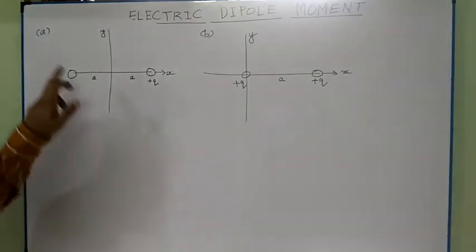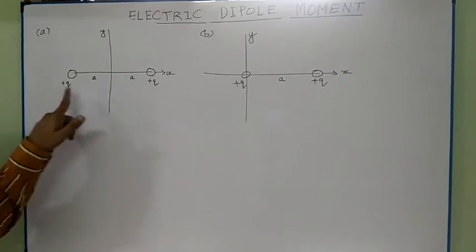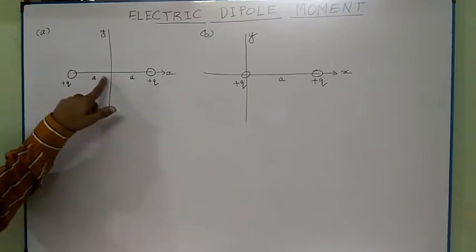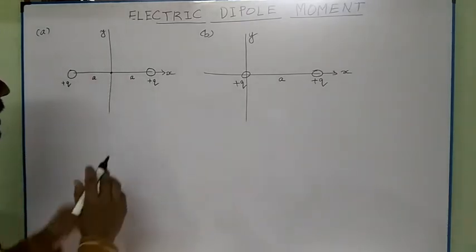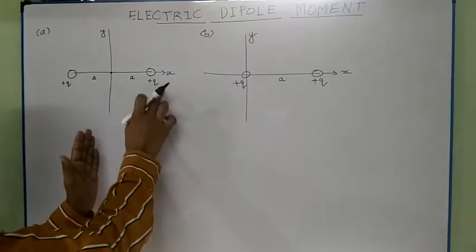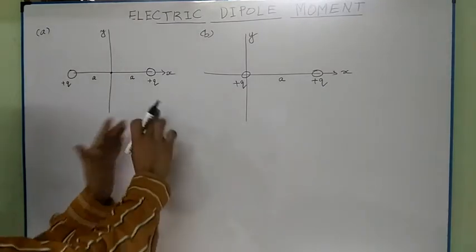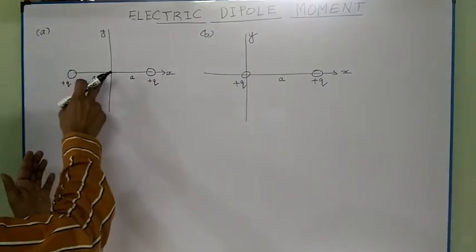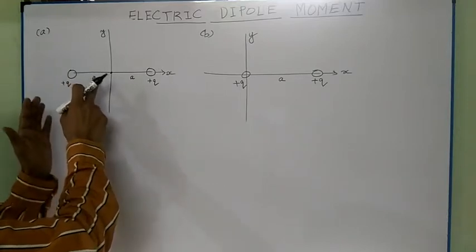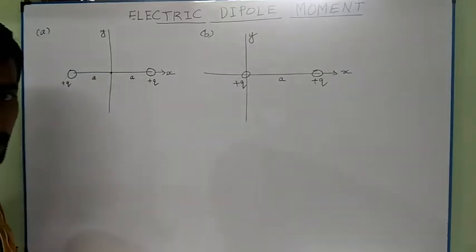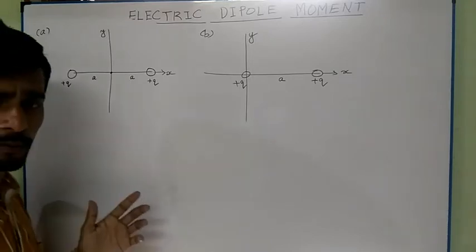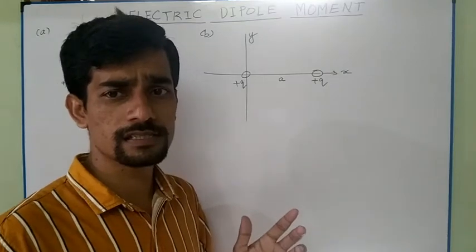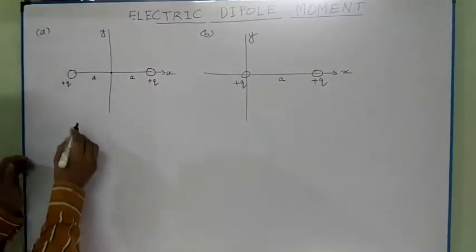See in this first case, case A, there are two charges, both are positive charges. இது plus q, இது plus q, and this point is the origin. Plus q is at a distance a from the origin in the positive x direction, and this charge plus q is also at the same distance a from the origin but in the negative x direction. So according to our concept, the dipole moment is equal to the product of the charge and the distance from the origin. So நம்ம இதுக்கான dipole moment கண்டுபிடிக்கணும்.